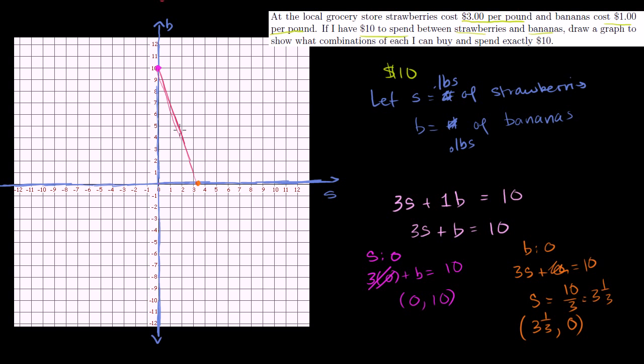And this is neat, because this line shows all of the possible combinations of pounds of strawberries and bananas. For example, this point right here. I don't know if I'm drawing it exactly. It looks like I have about 5. If I get about 5 pounds of bananas, I can get a little under 2 pounds of strawberries. That's what that tells me. If I get exactly 3 pounds of strawberries, I can get 1 pound of bananas. Every point here represents a combination that I can get for $10.